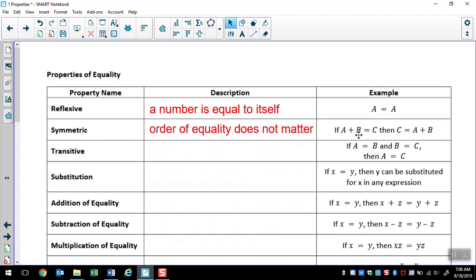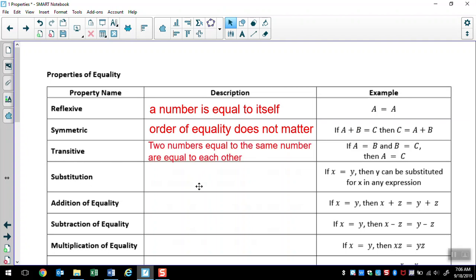So I can say A plus B equals C. Well, that's the same as C equals A plus B. I could draw a line through here, fold it over that line, and my C's would match up, and then my A plus B's would match up.